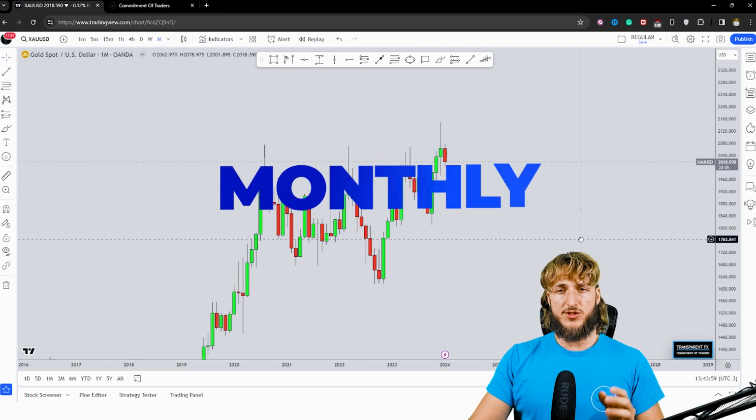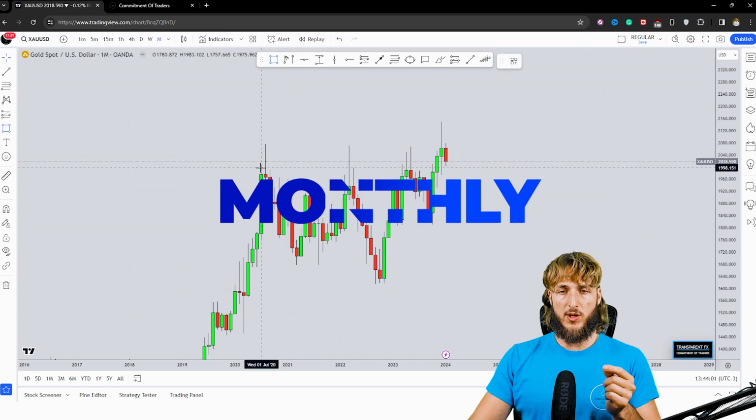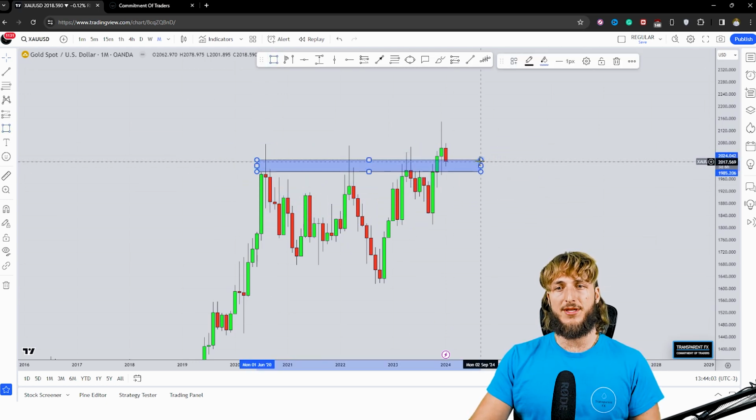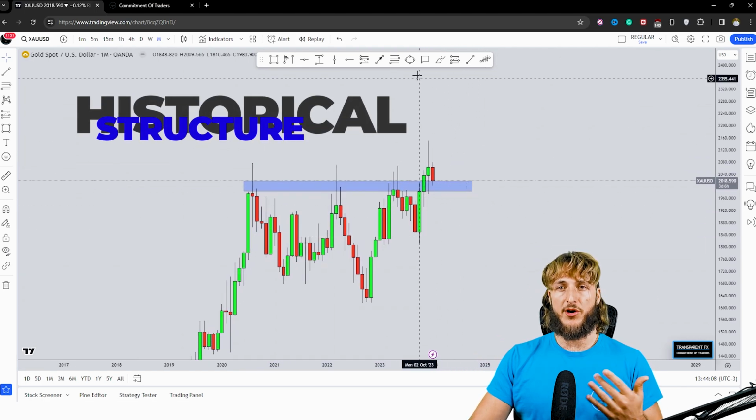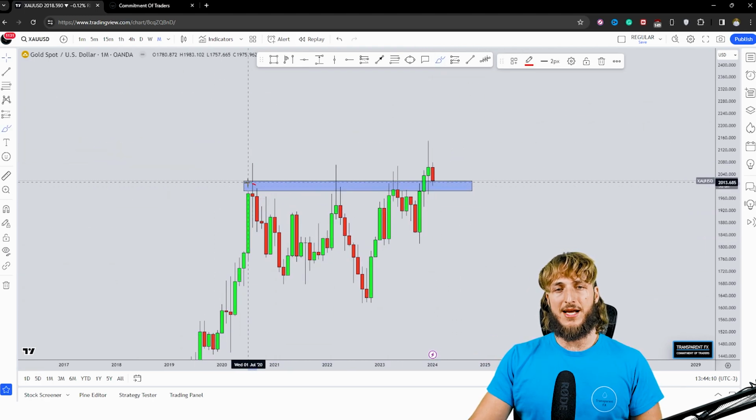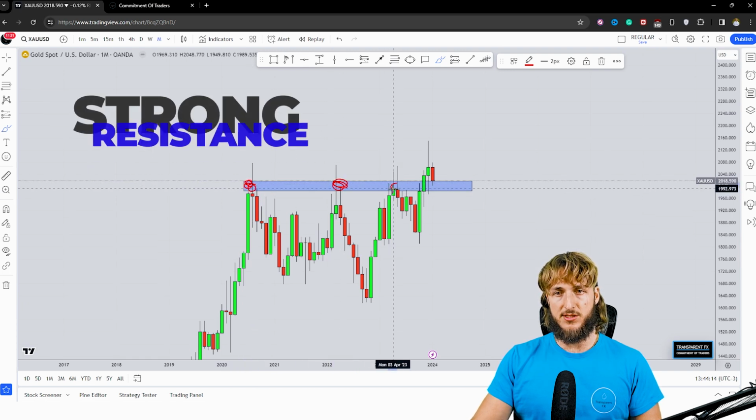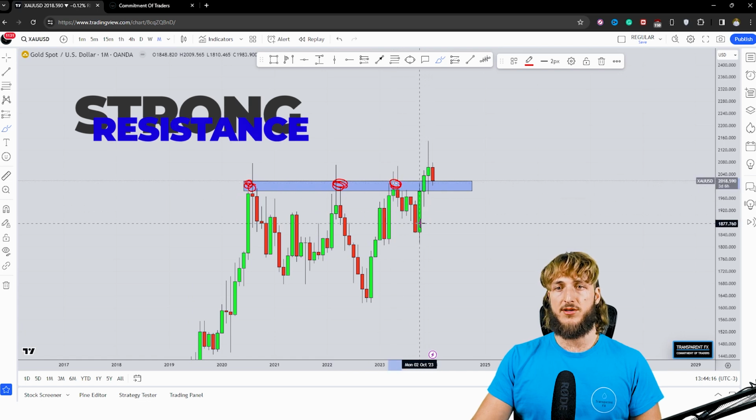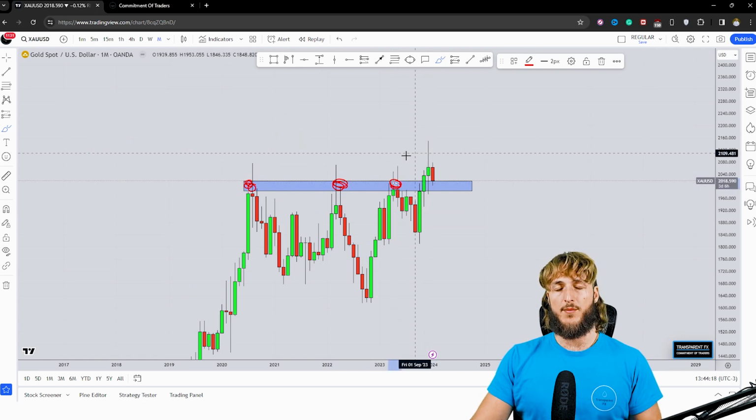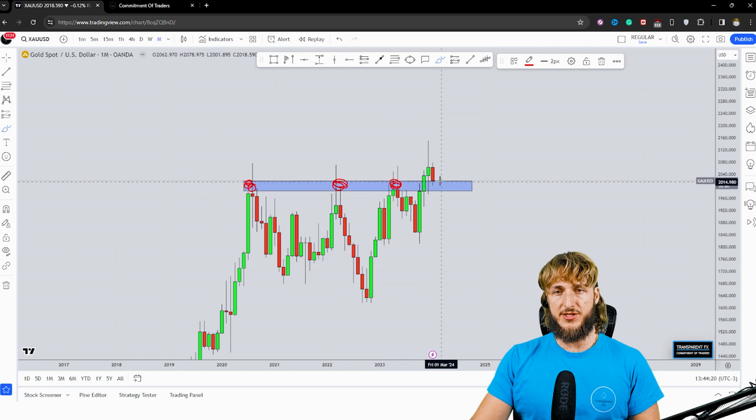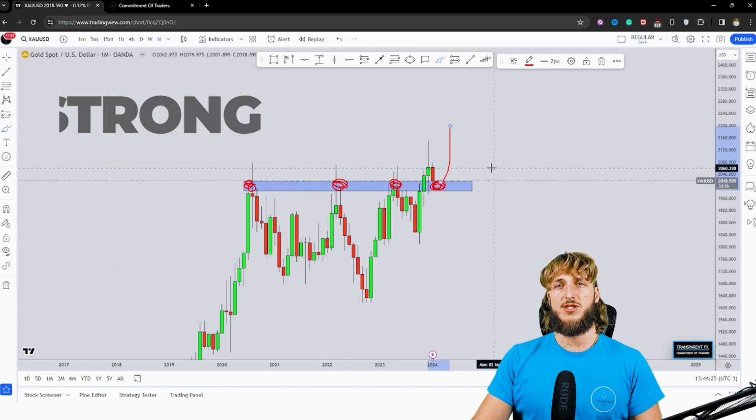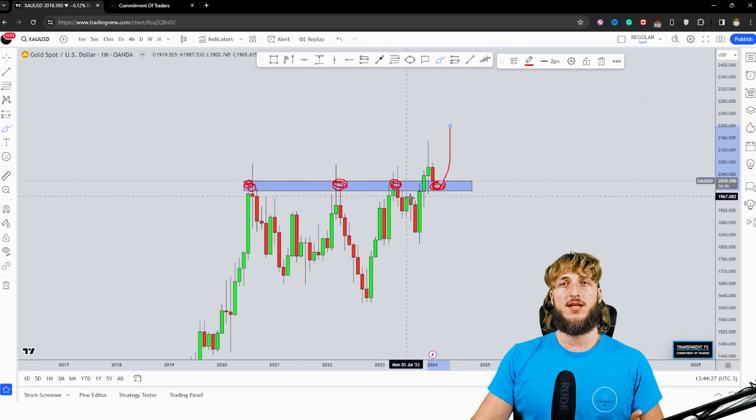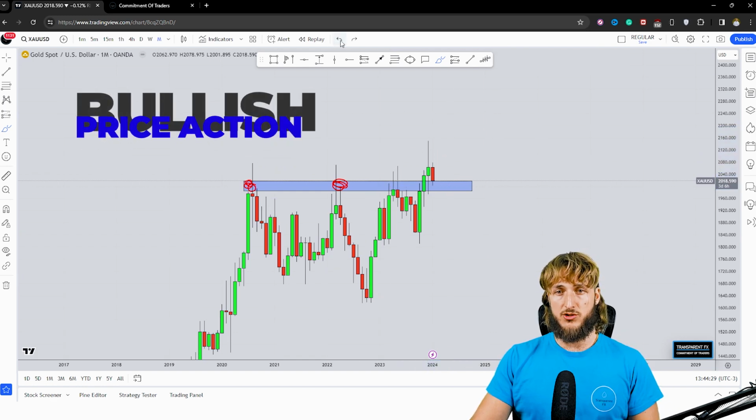Now, starting from the monthly time frame, what we can see is that we have a market which at the moment is testing a quite strong historical structure level for this market. In fact, this zone was acting as previous monthly resistance here, still acting as resistance here, again resistance here, and now the market has broken above that zone. So all this previous resistance is now turned support at this level, and from here there is a possibility to see some bullish price action getting created away from this structured zone.